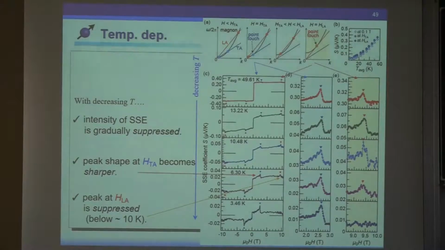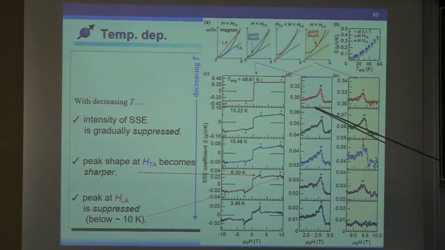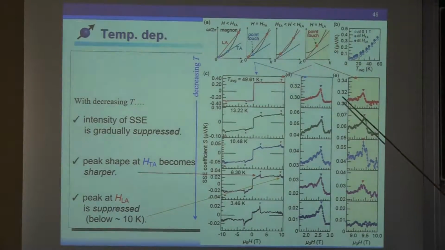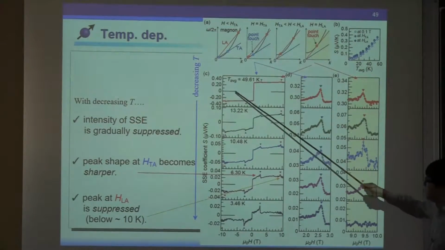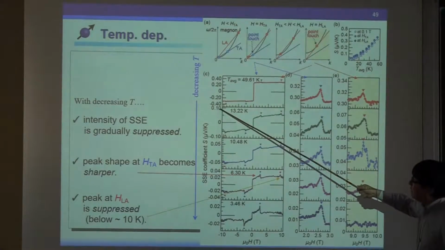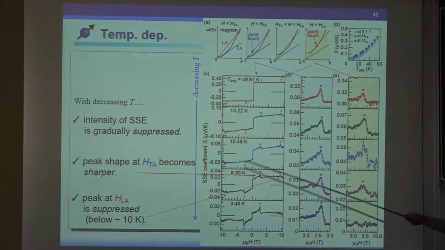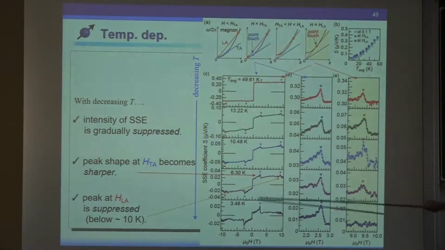This is the temperature dependence of the peak, the lower field peak, and this is the higher field peak. With decreasing temperature, the intensity of the spin Seebeck effect is gradually suppressed. So look at the vertical axis. This is 0.4. This is 0.02. So the spin Seebeck effect intensity itself is gradually suppressed.